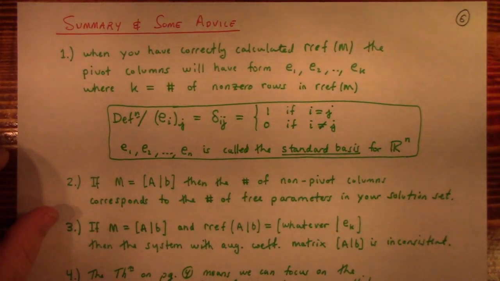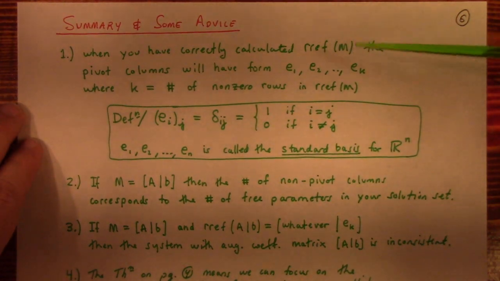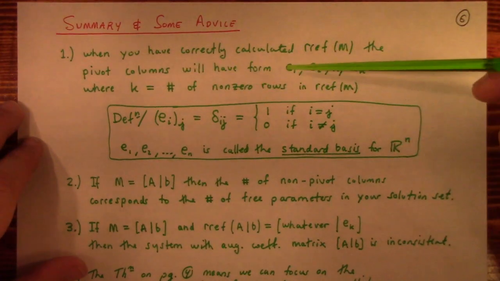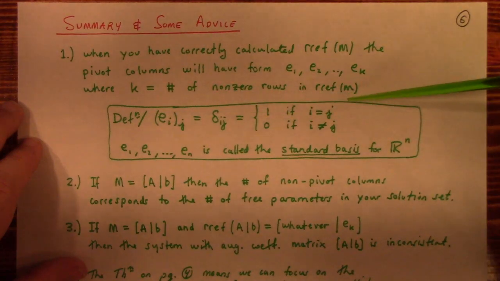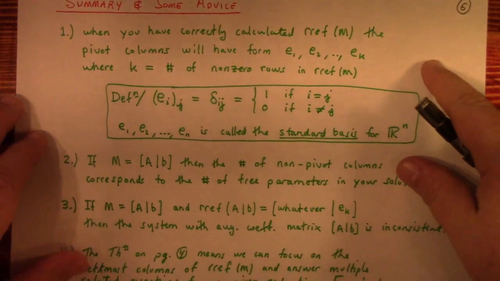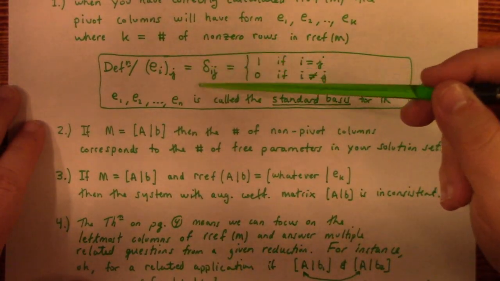So here's a summary and some advice. When you have correctly calculated the RREF of M, the pivot columns will have the form e1, e2, ..., ek, where k equals the number of non-zero rows in the reduced row echelon form of M. Here is a general definition for the e_i: the jth component of e_i is the Kronecker delta, delta_ij.